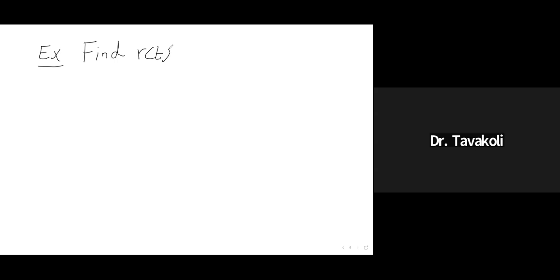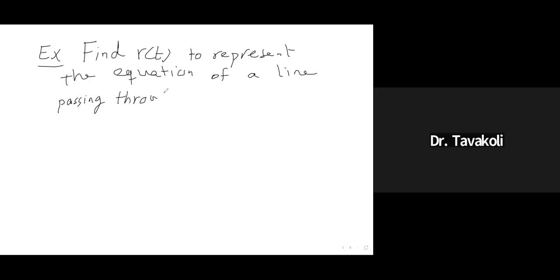Find r(t), which is to represent the equation of a line passing through two points, P consisting of (0, 1, 3), and Q is (2, 5, 4).